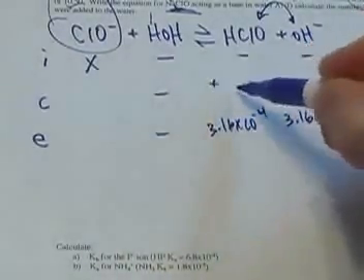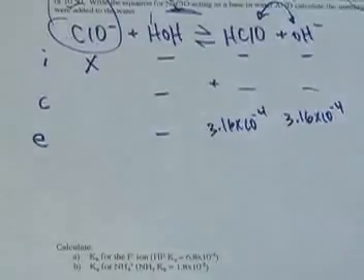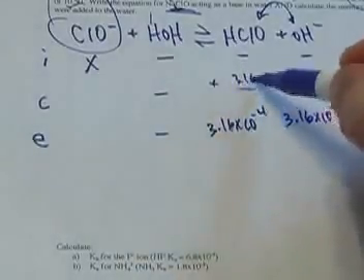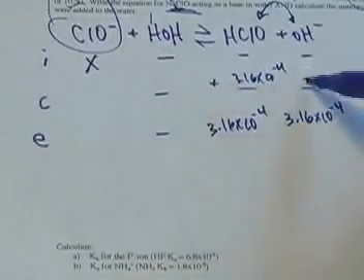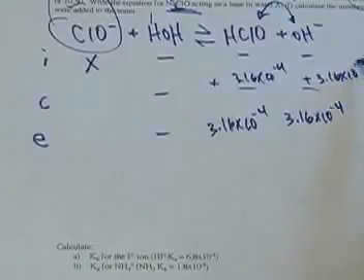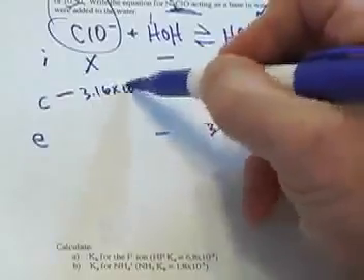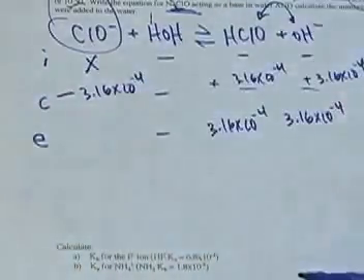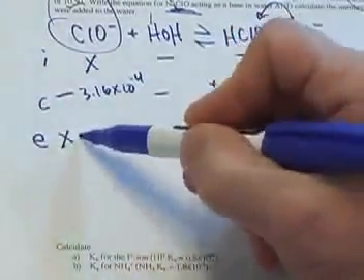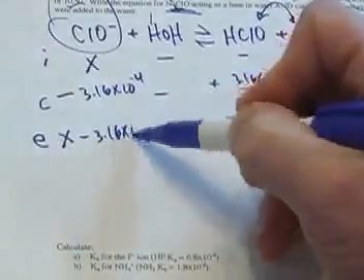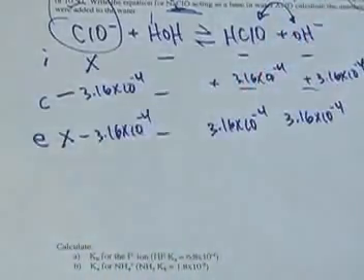That means I gained that amount of each of those. Okay, 3.16 times 10 to the negative 4th, gained 3.16 times 10 to the negative 4th, and I also lost 3.16 times 10 to the negative 4th ClO. So in the end, I have X minus 3.16 times 10 to the negative 4th.